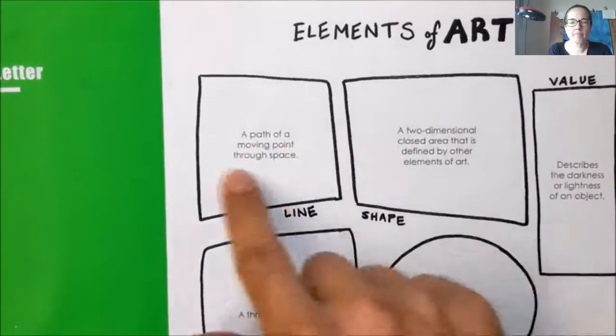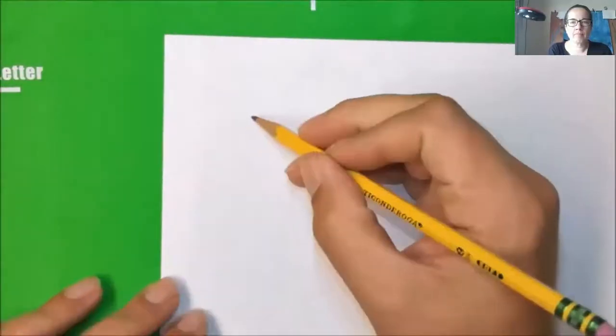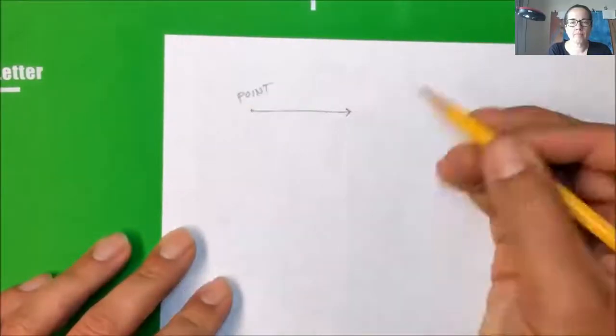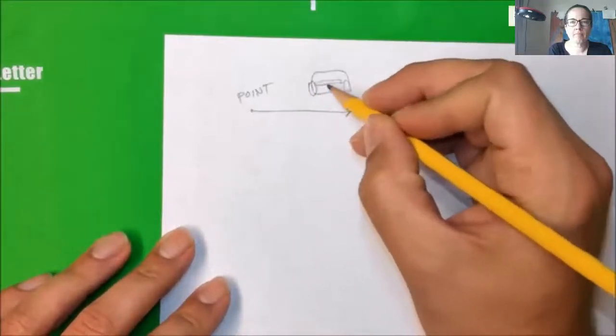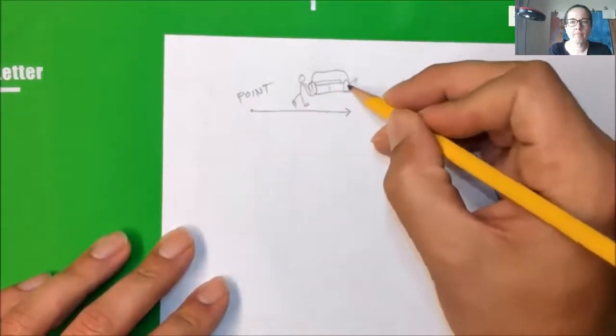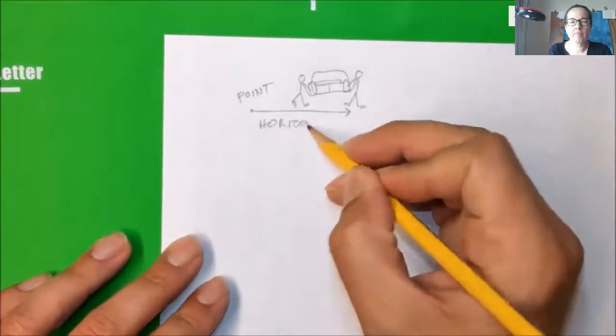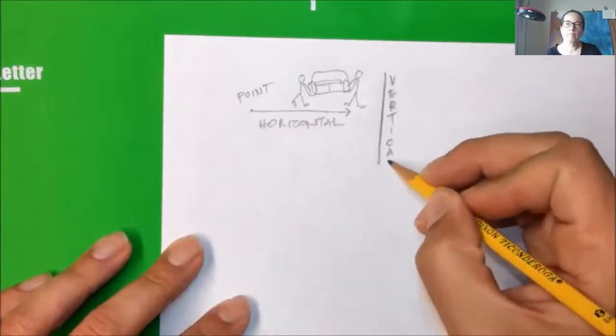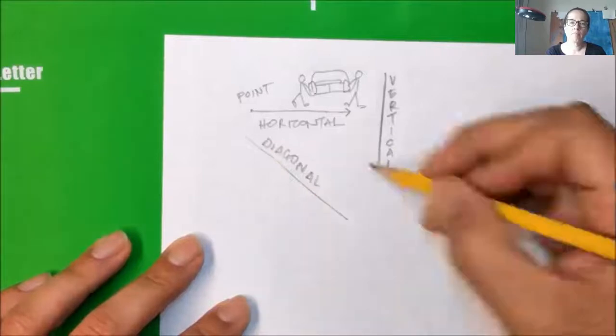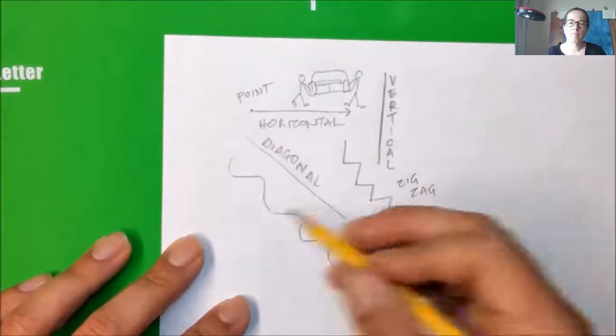Line is a path of a moving point through space. A point is just a dot. It has no dimensions. However, we can think of it like moving a couch around with a friend, is that a line traces the path of that point as we move it. So we might go horizontally, left to right. We might go vertically, up and down. You might even draw a diagonal line going both ways.